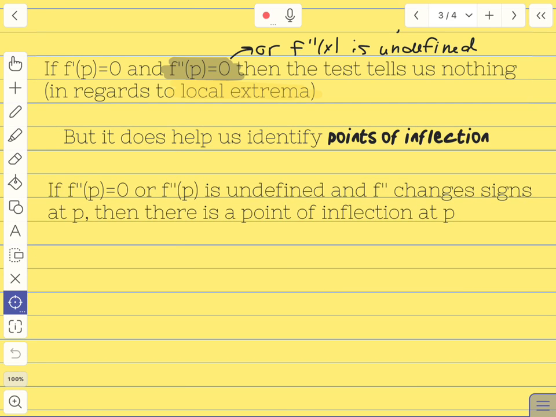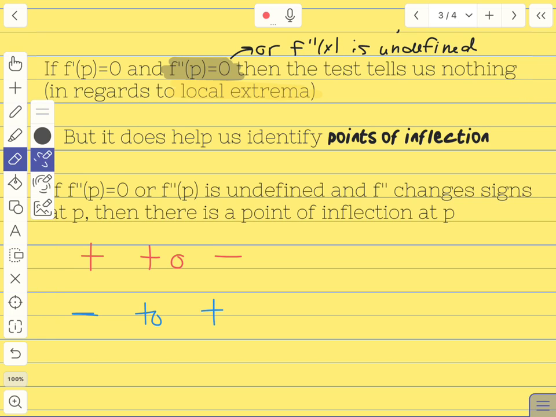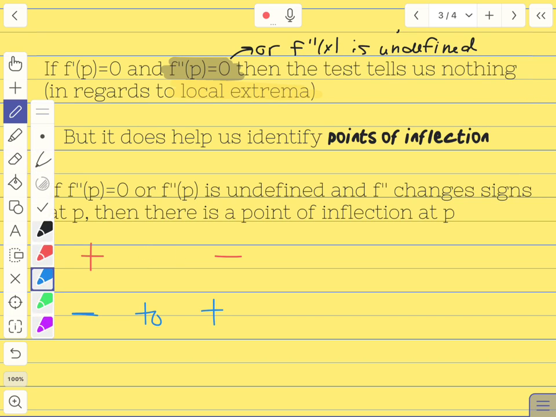What we can look for, though, is where that second derivative is exactly equal to 0, because that might be a point of inflection. So if that second derivative was 0 or undefined, we can see whether our second derivative changes signs, whether from positive to negative, or from negative to positive. If it changes signs, then there's going to be a point of inflection.